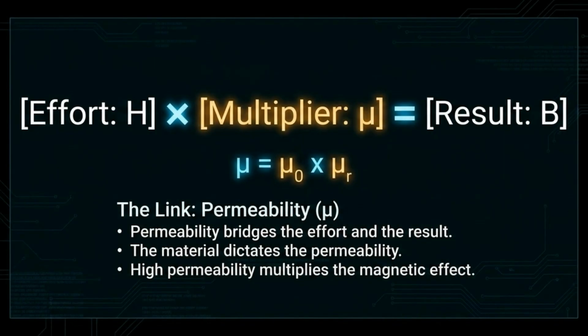The link between effort H and result B is permeability, mu. The equation is B equals H times mu. Permeability is a multiplier dictated by the material. High permeability significantly multiplies the magnetic effect.